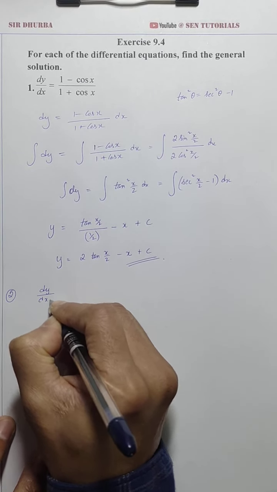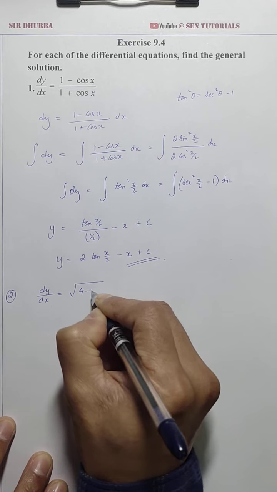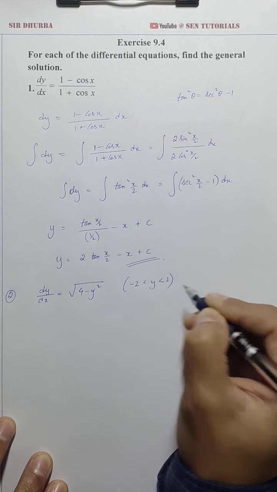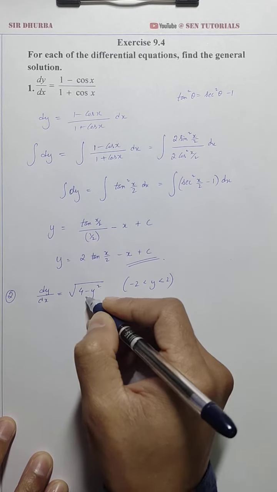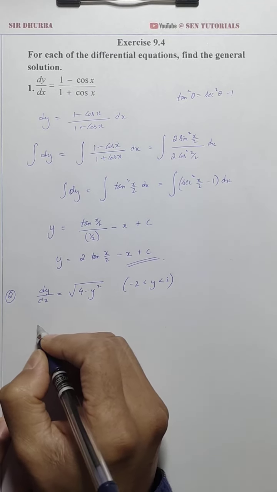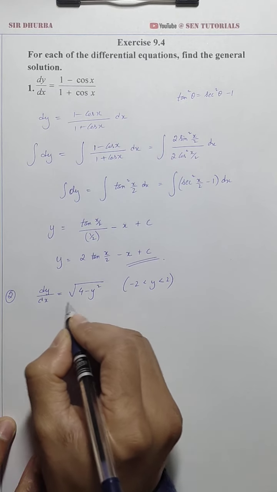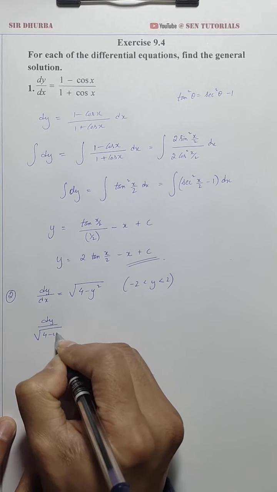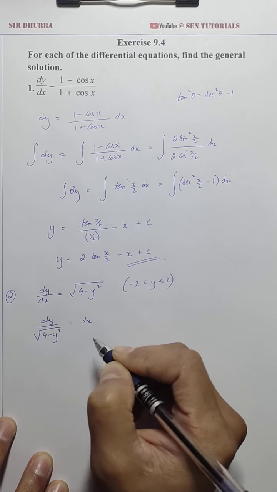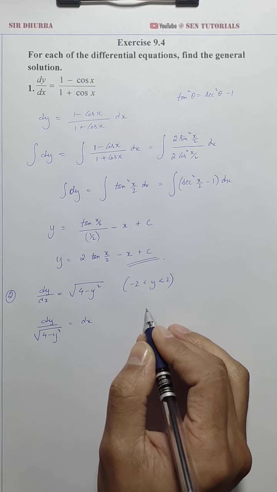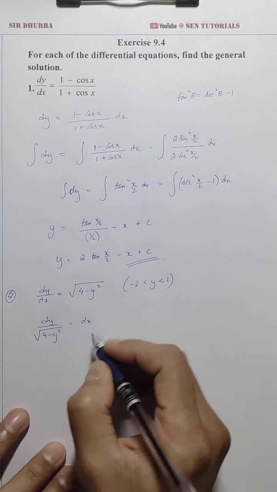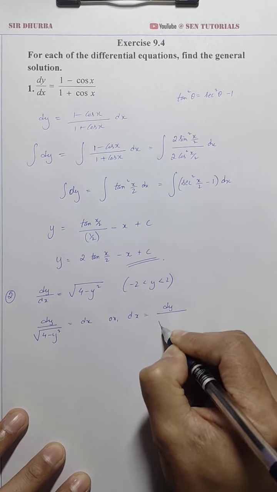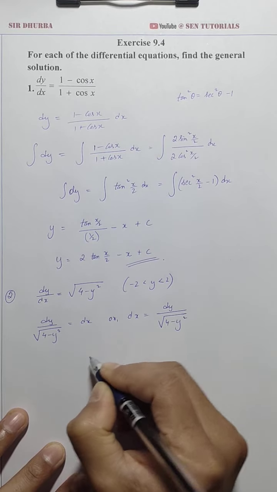Number 2. dy by dx is given as root over 4 minus y square. Y of course lies between minus 2 and plus 2, so that it is defined. So now separate the variables. Cross multiplying, dy by root over 4 minus y square equal to dx. So now variables are separated. That is your first job, separate the variables. Or I'll just write it like this, dx equal to dy by root over 4 minus y square.